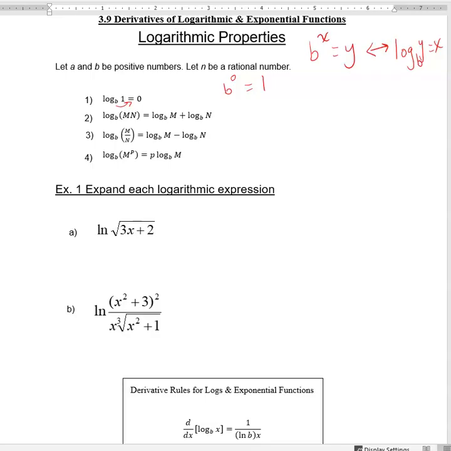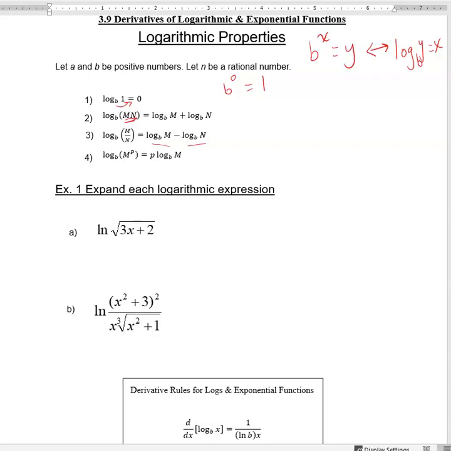If we are multiplying two things in the argument, and there's a log in front of it, we can expand it as the addition log base b of m plus log base b of n. And that's going to make the derivative a little easier to take, and we'll see that in a second. Same thing with division. If we're dividing m divided by n in the argument, we can expand that as log base b of m minus log base b of n.